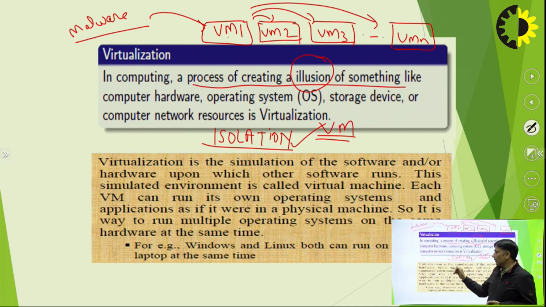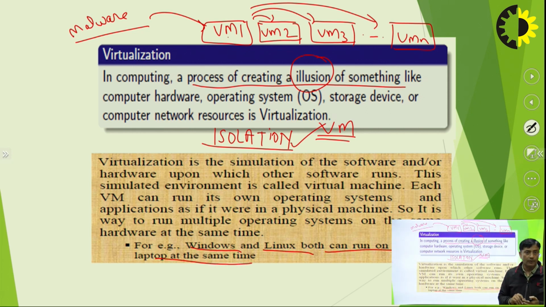So, virtualization is the simulation of software and or hardware on which other software runs, and this virtual or simulated environment is called a virtual machine. For example, Windows and Linux can both run on the same laptop at the same time. There are a number of virtualization software available freely in the market. You have to pay nothing. So, for fun, you can install one on your own laptop, like VMware.